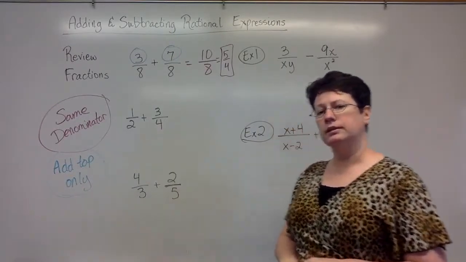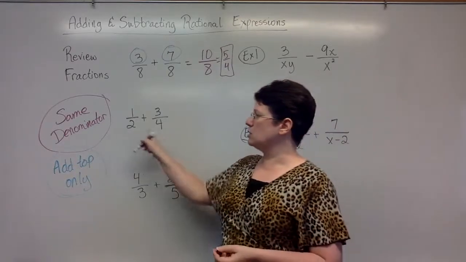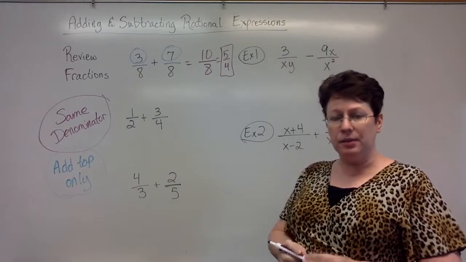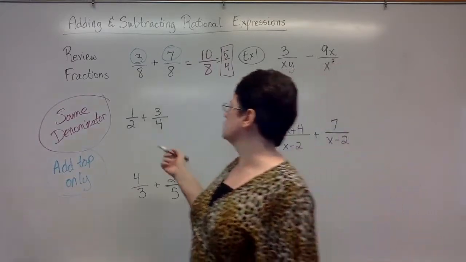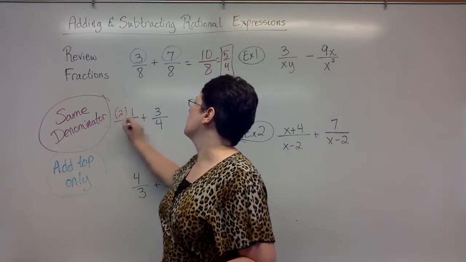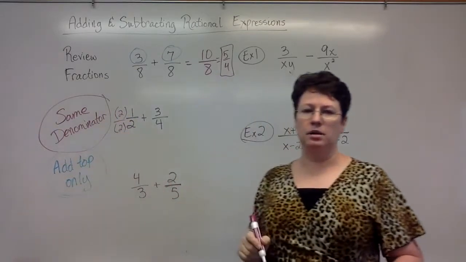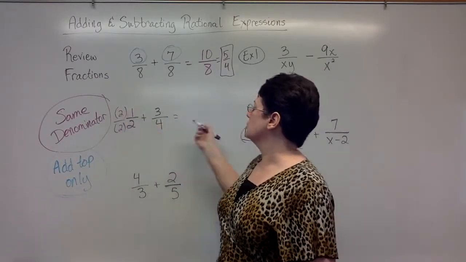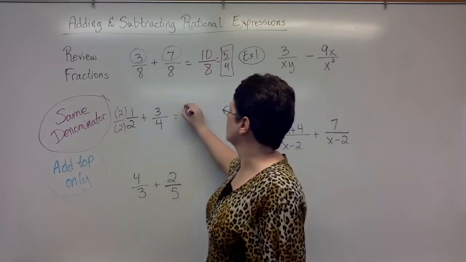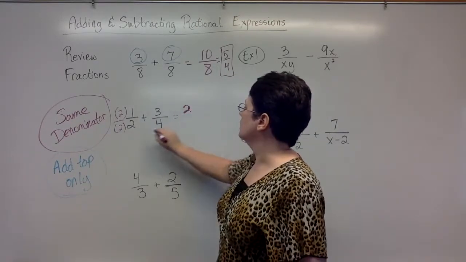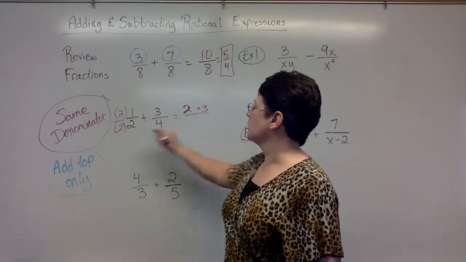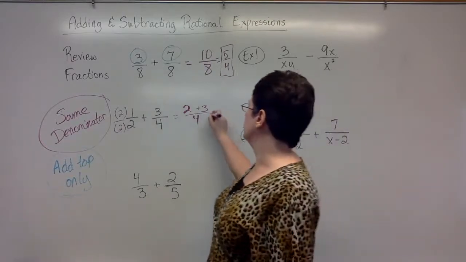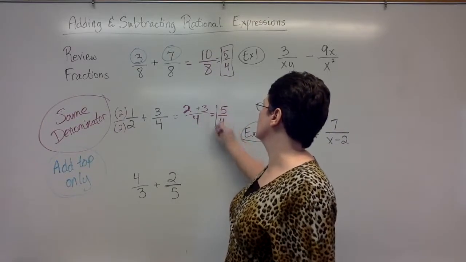What about this one? The numbers on the bottom don't match. I have a 2 and a 4, but I could multiply the 2 by something to get 4, right? So remember, when you do that, we multiply top and bottom by the same thing. So I'm multiplying top and bottom by 2. On top, I end up with 2 times 1. Kind of anticlimactic, I know. That's just 2, and I still have the plus 3. On the bottom, they're both now 4. Well, what is 2 plus 3? Yep, it's 5. So I have 5 over 4.